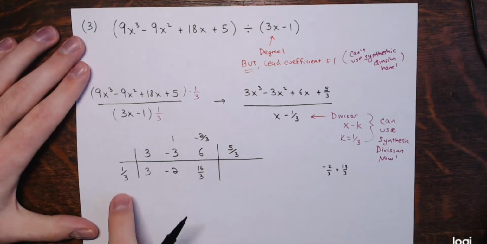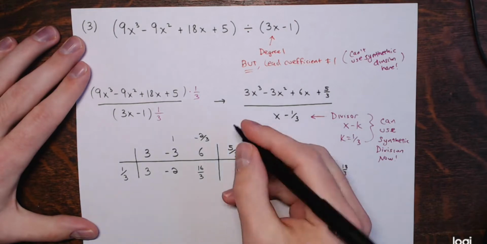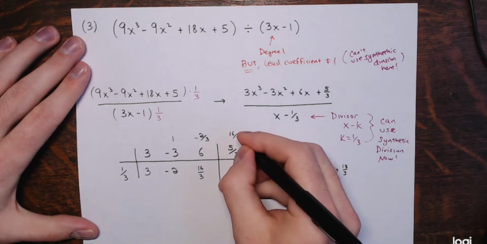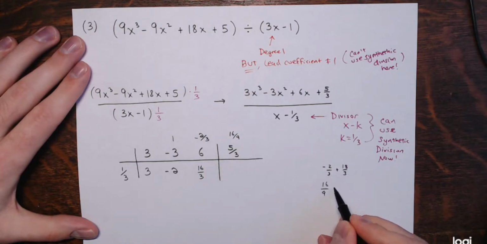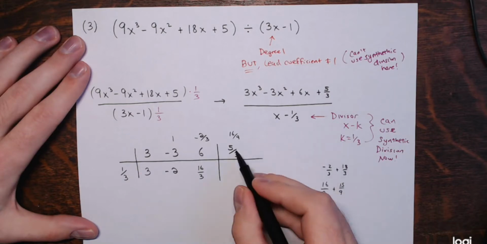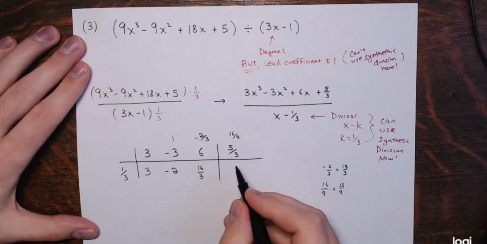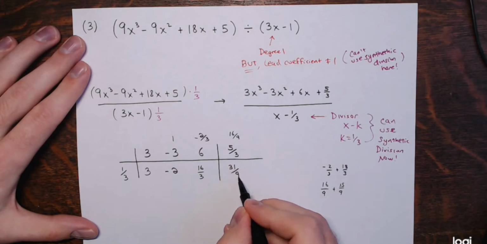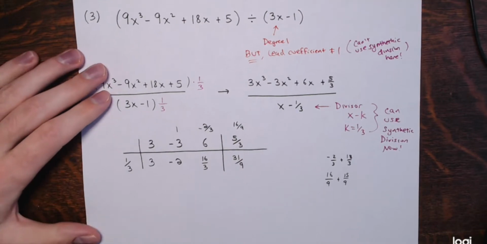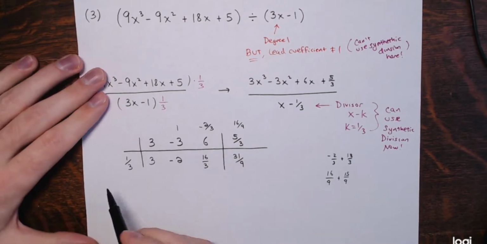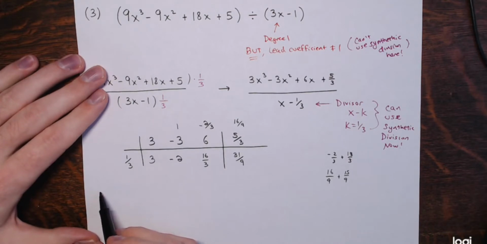Then 1/3 times 16/3 is 16/9. And 16/9 plus 5/3. 5/3 would be 15/9, times 3 over 3. So that's 31/9, for the remainder. Okay. So we have our quotient and remainder. So basically now we can say that 3x cubed, I'm using this version here.